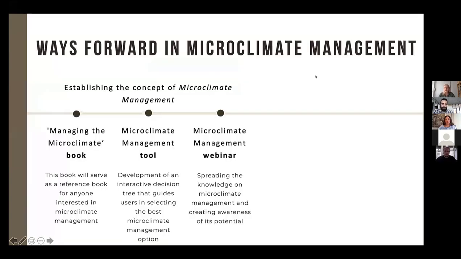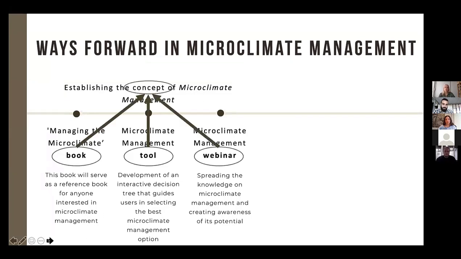Currently we're very busy establishing this concept of microclimate management. We're writing a reference book, in case someone is interested, we can of course share it with you. We're developing the tool that I showed before, and this webinar is also part of establishing this concept. We really hope this all helps develop this concept further.